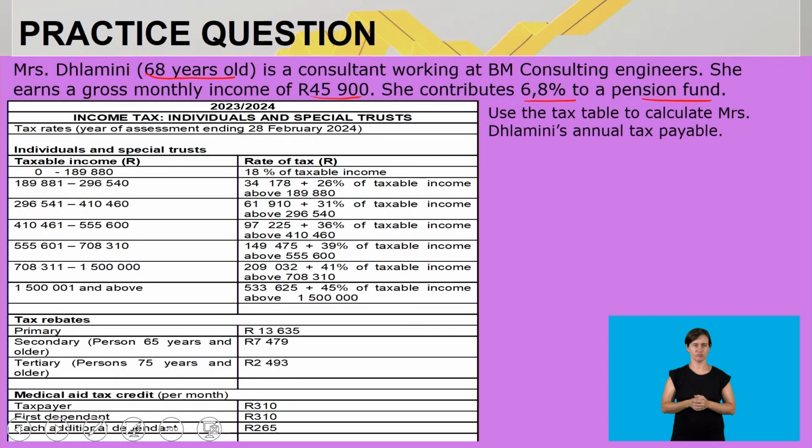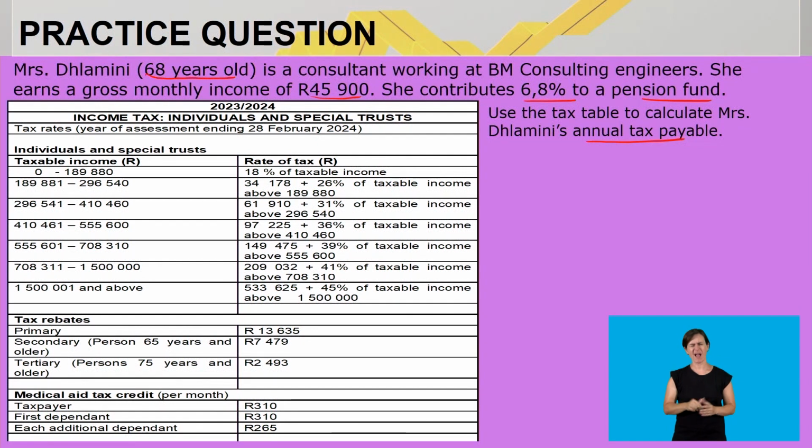Right, so I indicated, use the tax table to calculate Mrs. Lamini's annual tax payable. Guys, I want you to take out your calculator, sit with your workbook, and work through all these steps with me. Now remember, how do I determine annual tax payable? First, I need my gross annual income, and then I must subtract all my non-taxable deductions. In this case, it's only the pension fund. We agree? Okay, now let's start.